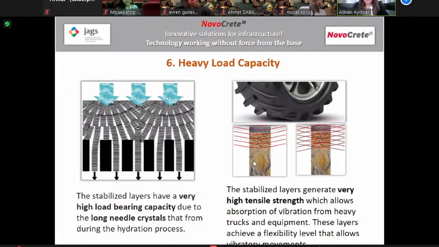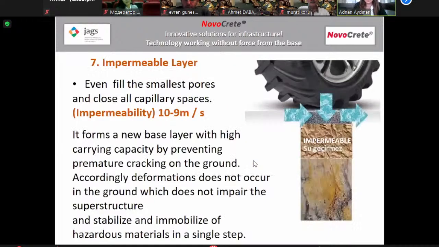NoCrate technology forms a heavy loading capacity. This means the stabilized layers have a very high load-bearing capacity due to the long needle crystals that form during the hydration process. The stabilized layers generate very high tensile strength, which allows absorption of vibration from heavy trucks and equipment. These layers achieve a flexibility level that allows vibratory movements.